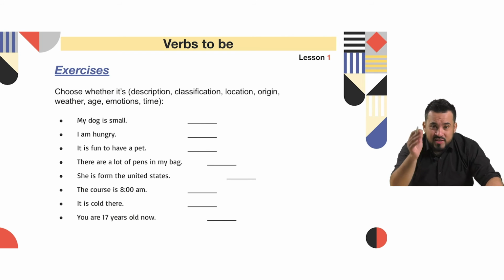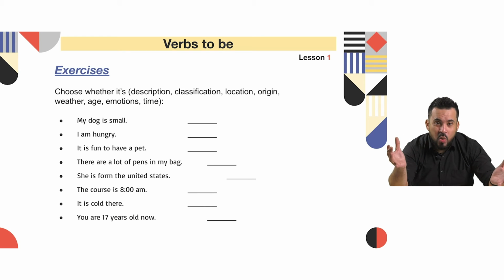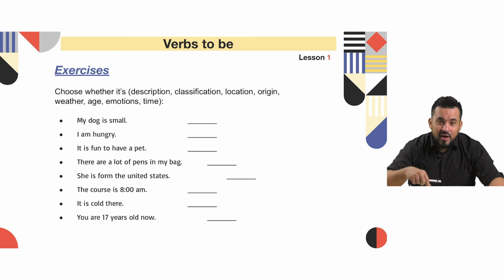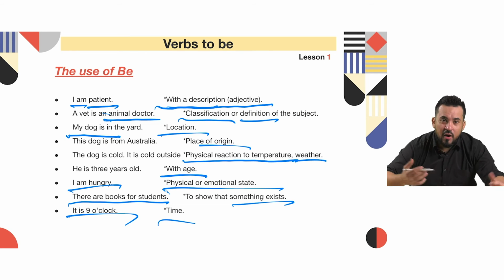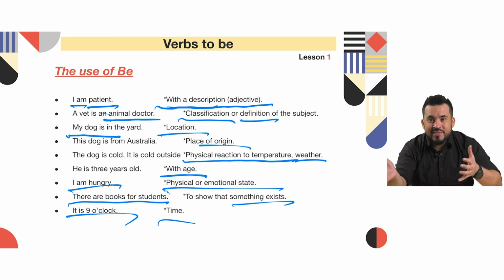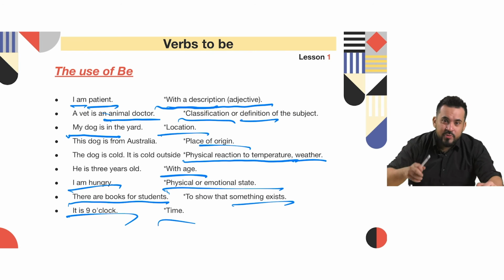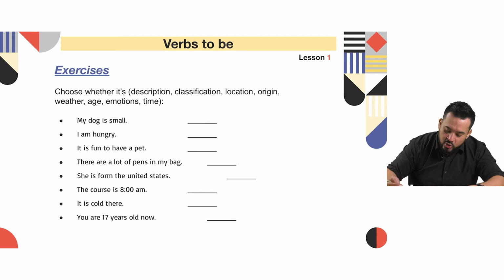My dog is small. This is what? To talk about the dog's size, right? So which one is it? Of course, it's the first one. It's description. We're describing the dog. My dog is small. Small is an adjective. We use verb to be with adjectives. All right, so here, this one is adjective.